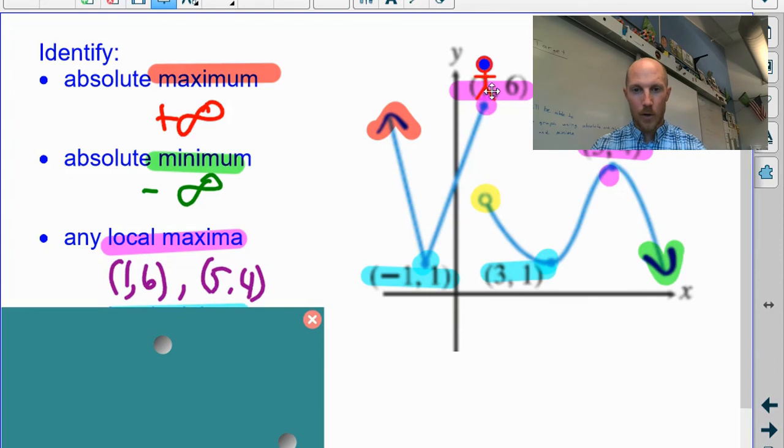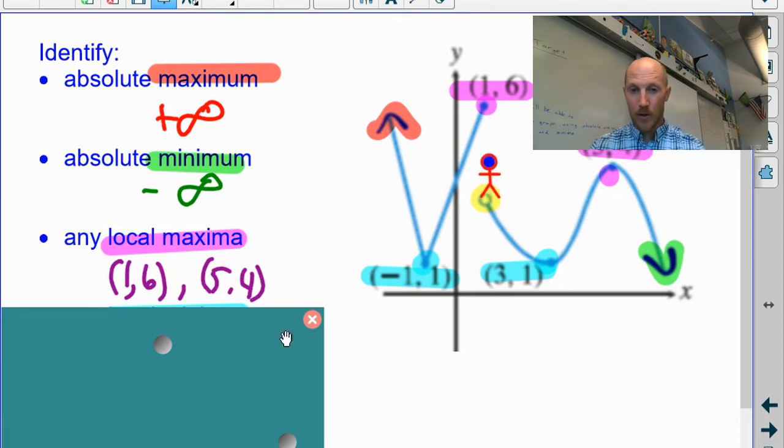Okay, think about our little graph walker. If our little graph walker is standing on that point and they go one step left, one step right, if they go left, that's lower. If they go right, also lower. They're going to just follow where the graph is. That's the first rule of graph walkers. Always they walk on the graph. So if the graph is discontinuous, they just magically reappear at the next spot where the graph is. It's lower. So this is a relative or a local maximum.